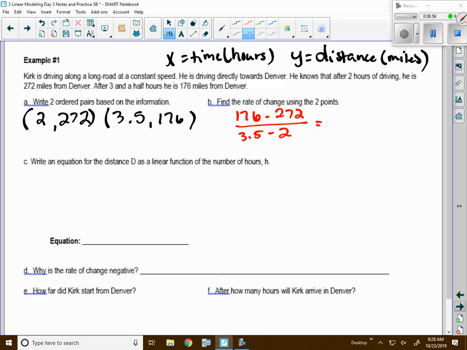All right, let's see what we end up with. Did you get negative 64? Yeah? Negative 64? Okay, so before we move on, I want you to think about what does negative 64 mean in terms of this problem.